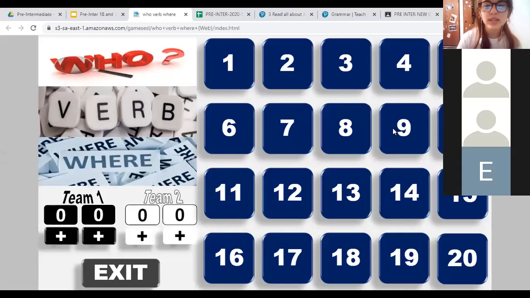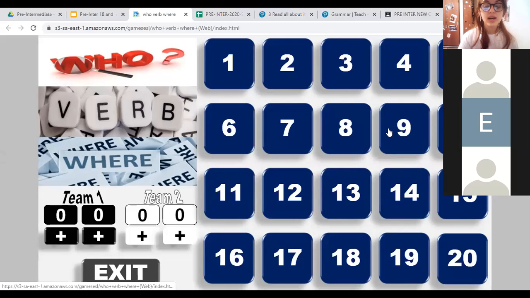This is what the game looks like. We have the 2 teams. We have 20 numbers. You will have to pick a number. And then, miren, les voy a hacer uno de prueba. A ver which one will be the test one.